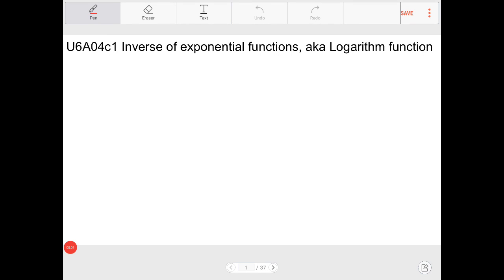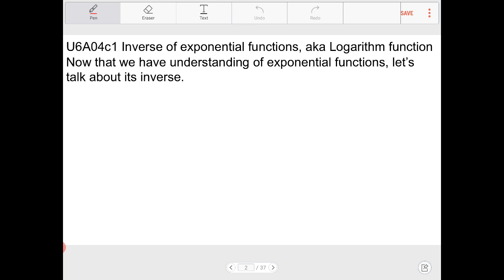Hello students, in this video I will be talking about the inverse of an exponential function, which is also known as a logarithm function. So we've talked a lot about graphs of exponential functions. I've dedicated 2 videos on graphing exponential functions.